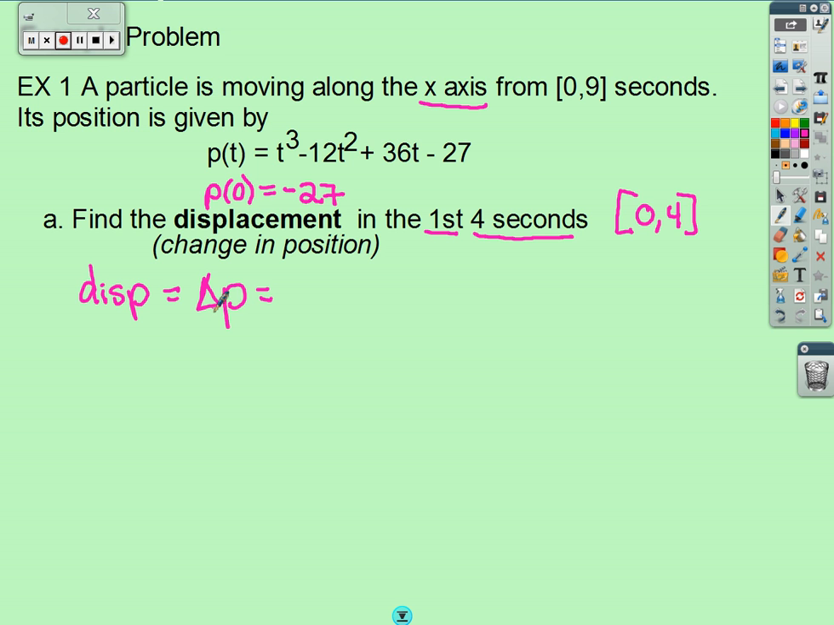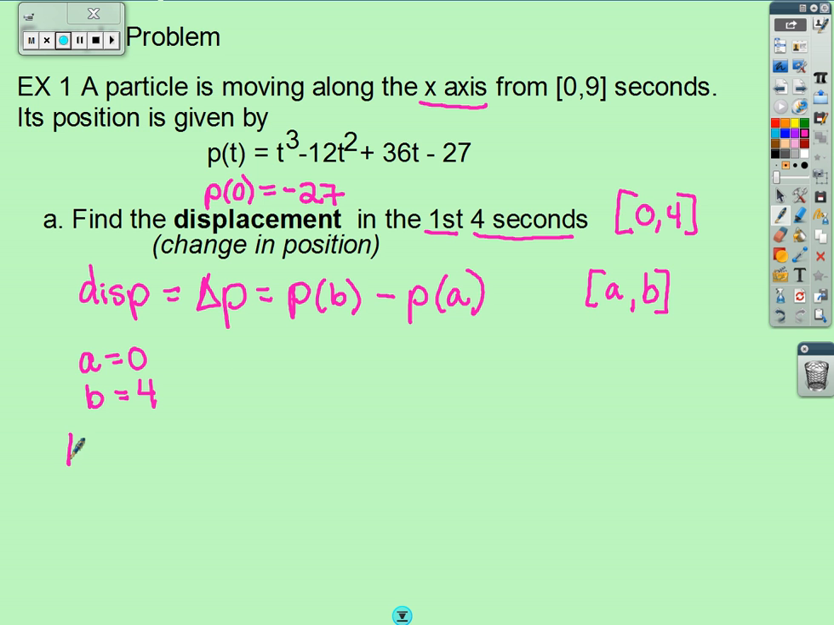Okay, and displacement in general is the change in position on the interval from A to B. And if I want the change in position, that's going to be the position at the end minus the position at the beginning to find the displacement. How much has it moved in the first 4 seconds? Okay, so we know A equals 0 and B equals 4 for this particular case.